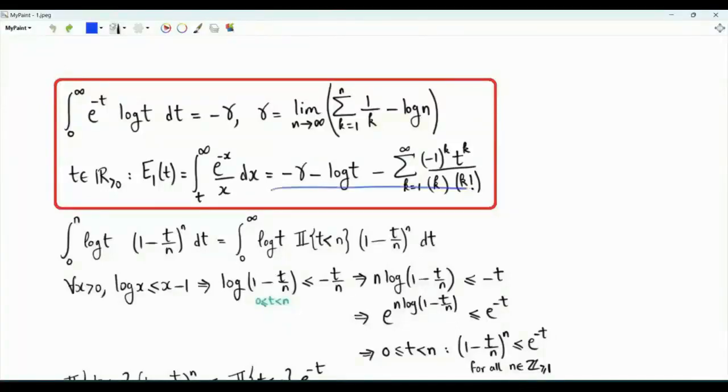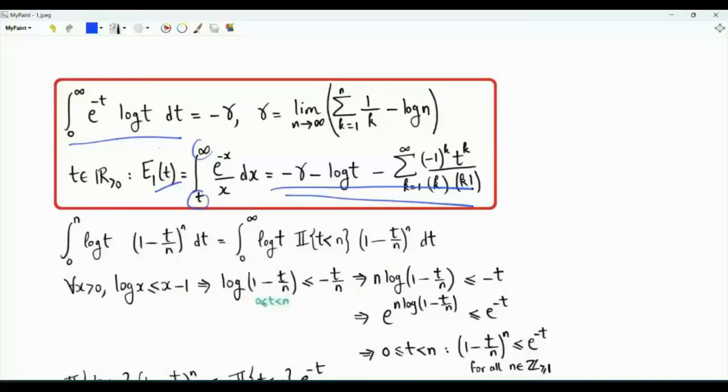Bismillah ar-Rahman ar-Rahim. This video is about this representation for the exponential integral, the integral from positive t to infinity of e to the minus x over x. To be able to derive this representation, we will need first to study this integral from 0 to infinity of e to the minus t log t dt.